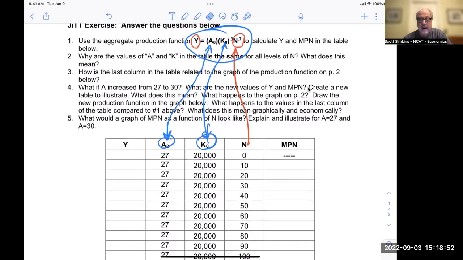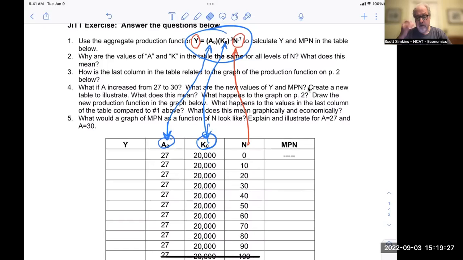Why are the values of A and K in the table the same for all levels of N? Because we want to show how output varies when we change employment or labor for a given level of A, which represents technology and schooling, total factor productivity in the economy, and for a given level of capital. Later on, we're going to ask what happens when we change one of those numbers, what happens to the production function, the overall level of production in the economy. But we'll get to that in just a little bit.